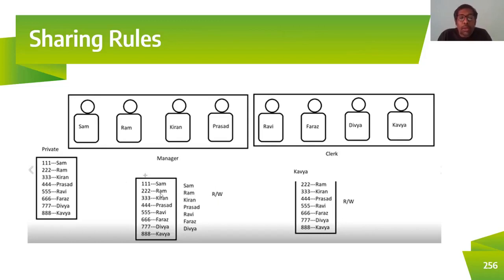I can give access only to a particular role. Sam is sharing his record only with Ram. Similarly, now Kavya, what is she doing? She is giving permission only to Prasad, not to anybody else.